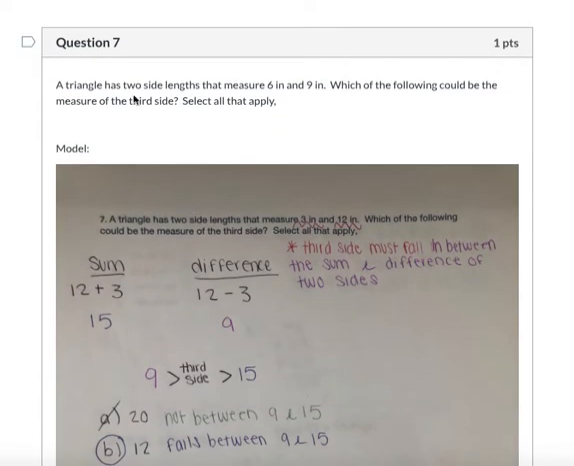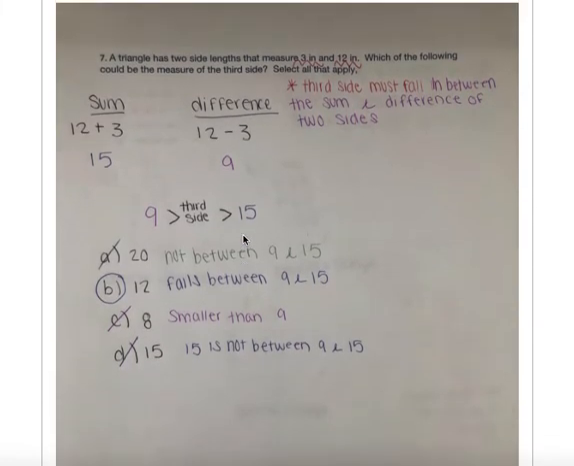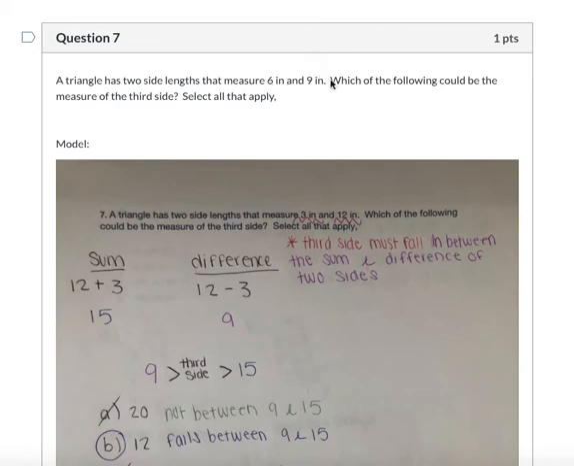Question 7. A triangle has two side lengths that measure 6 inches and 9 inches. Which of the following could be the measure of the third side? Select all that apply. So remember, the third side must fall in between the sum and the difference of the two sides. So you have the sum of the two sides and you have the difference of the two sides. So in this example, they took 12 inches and they took 3 inches. Our example, it's 6 inches and 9 inches.